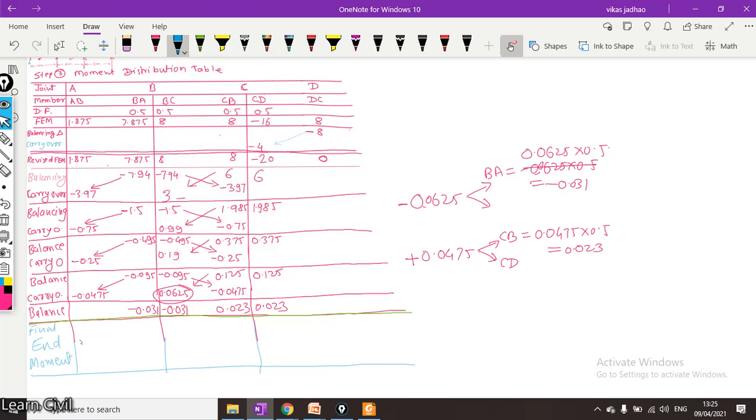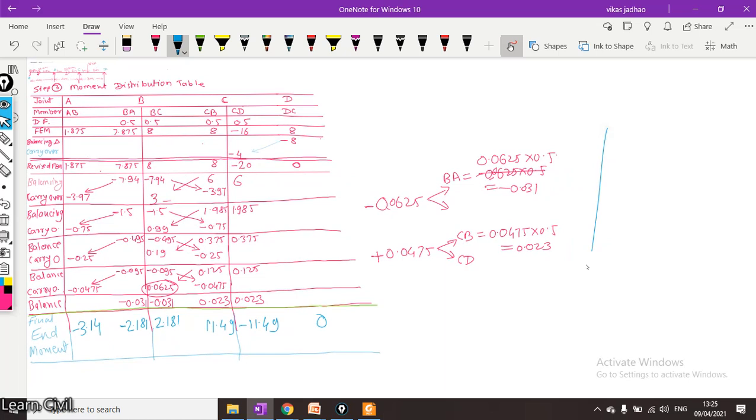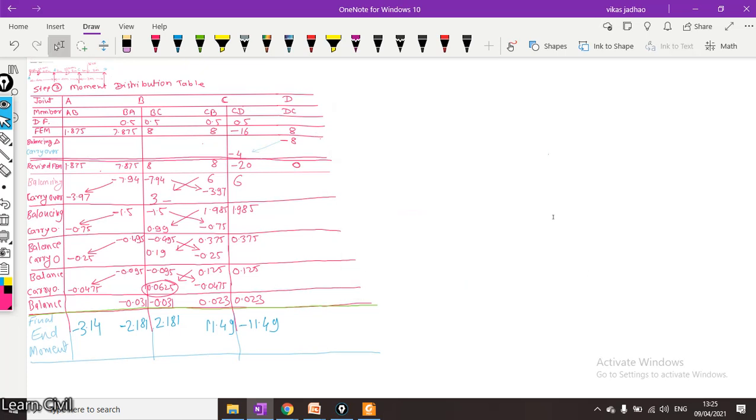For AB it will be minus 3.14 kilonewton meter. For BA it will be minus 2.181. For BC it will be plus 2.181. For CB it will be 11.49. For CD it will be minus 11.49, and here you can see this is 0 only, therefore it will be 0 for DC. These are your final fixed end moment values.